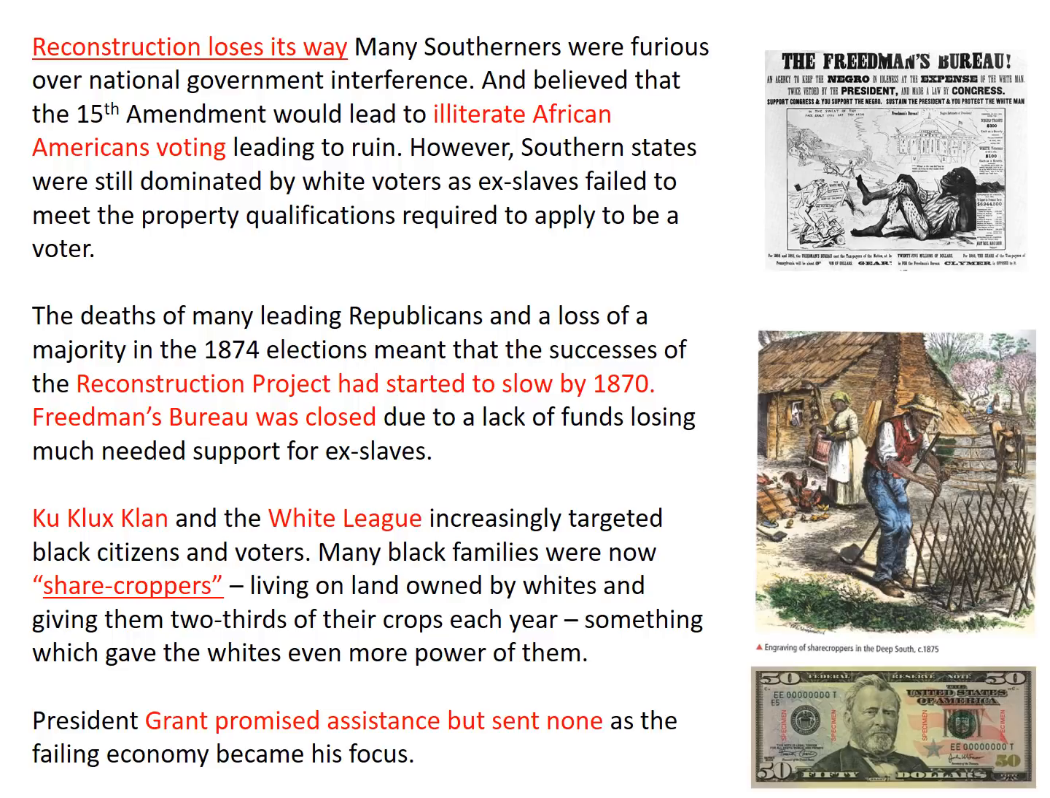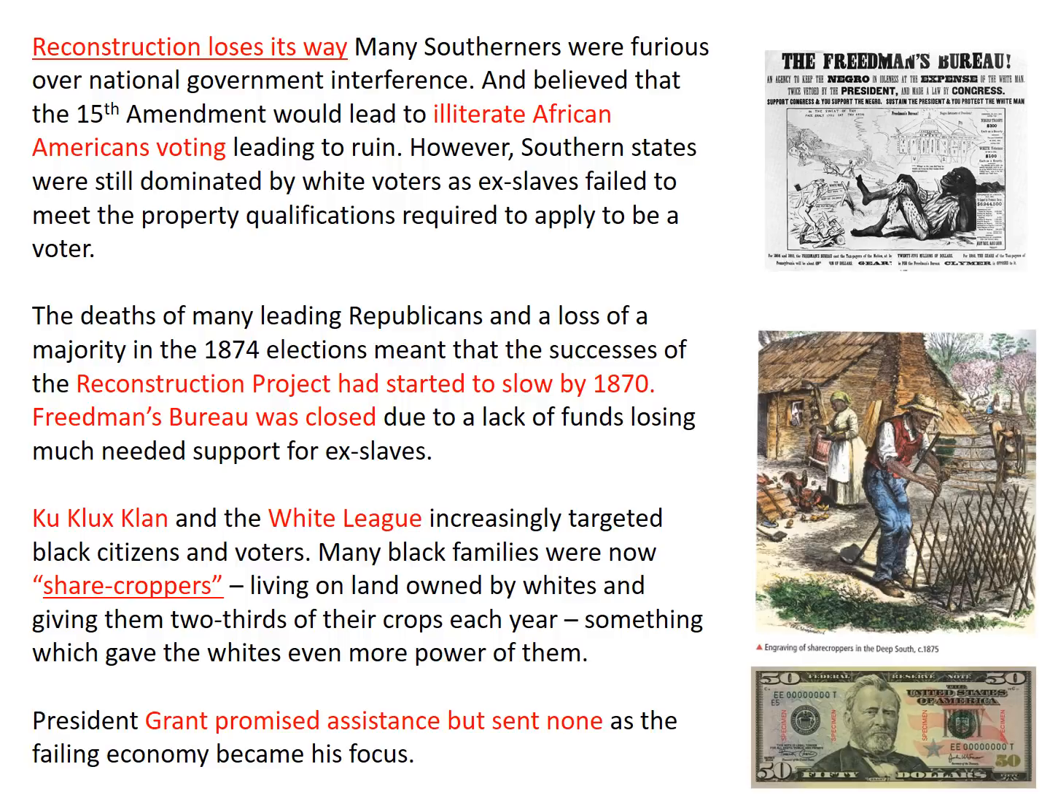And then we get a reverse. Reconstruction loses its way. Many in the South believe that if you give the vote to illiterate African Americans, you're going to lead to ruin because they won't know what they're voting for. Southern states, despite these changes, however, are still dominated by white voters because ex-slaves didn't meet the property qualifications. Many of those leading Republicans we just saw who had led the way die, and the Republicans lose their majority in the 1874 elections. The Reconstruction project is slowed by 1870.